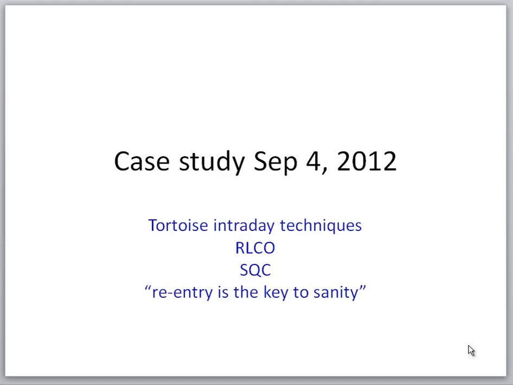I want to review a case study with you from September 4th, 2012. That is a demonstration of Tortoise intraday techniques. You'll see the regression line crossover technique, this sideways quiet channel technique, and the learning point that re-entry is the key to sanity. So let's see how the trades unfolded that day.